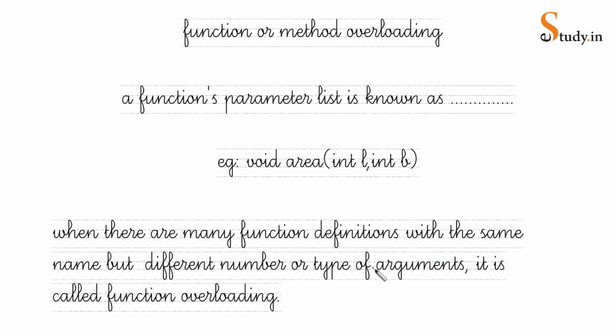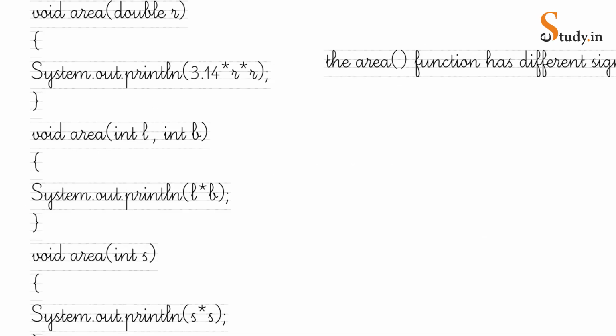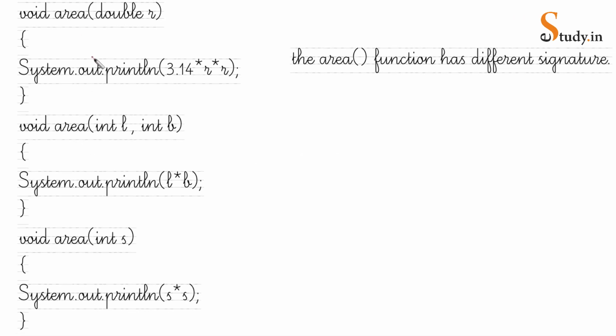In other words, when we have many function definitions with the same name but different signatures, that is, a different number or type of parameters, it is called function overloading. We will understand this through an example. Here we have three area functions.